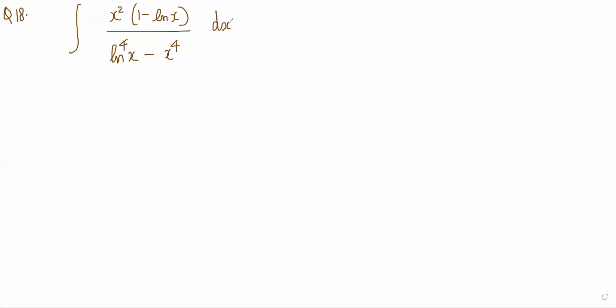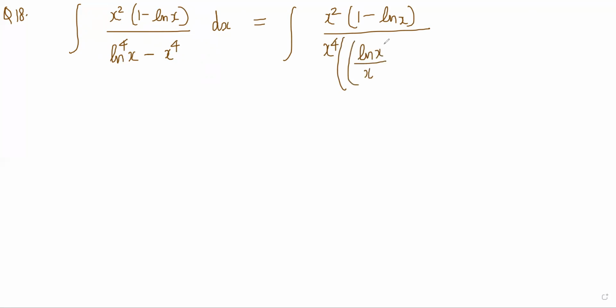dx, right? Okay, so we have x square common here, and we have (ln x) whole power 4 minus x power 4. So what I will do is I will take x power 4 common. So I'll get x square (1 minus ln x) divided by x power 4, and I get (ln x by x) whole power 4 minus 1, right? And this is dx here.